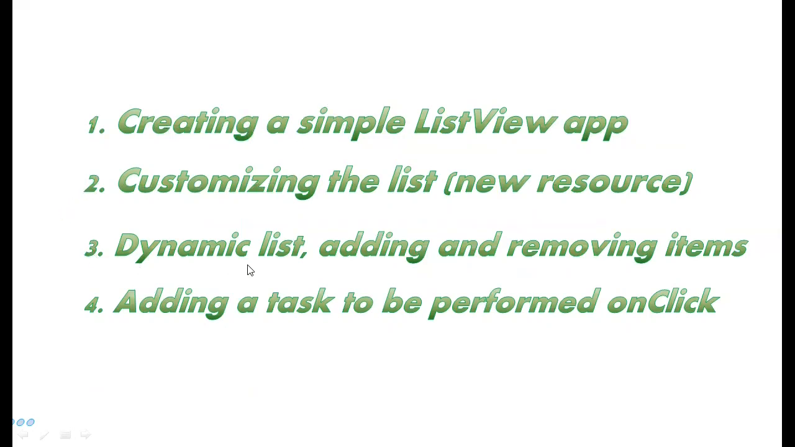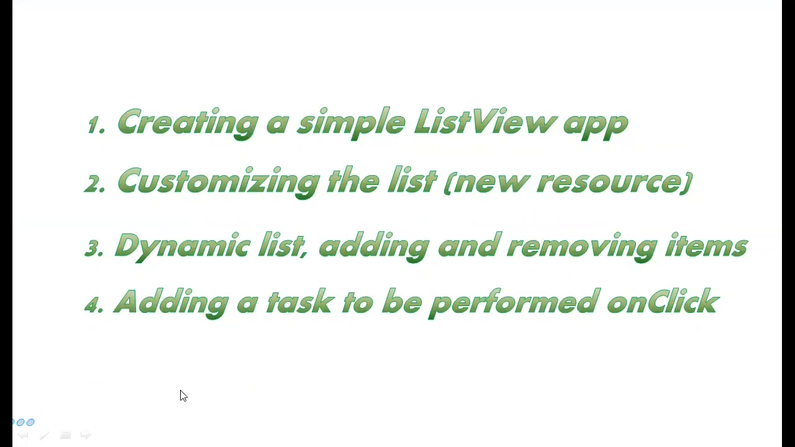The third video will talk about dynamic lists and especially about adding and removing items in a dynamic way. So you don't have a predefined list, a predefined number of items in that list. And the last video of this series, it will teach you how to add a task to be performed on click. So when you click on any item of your list, something will happen. You can set something to be executed.